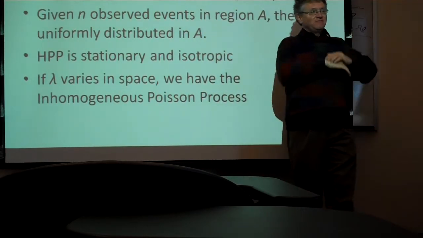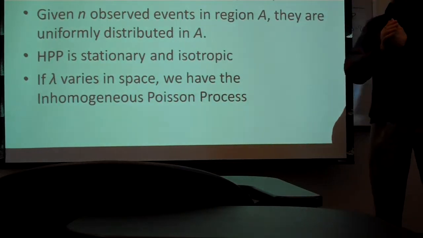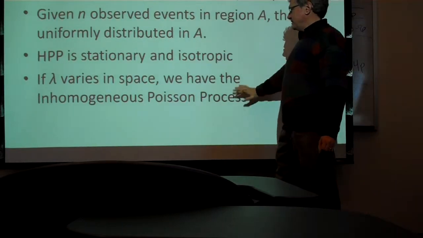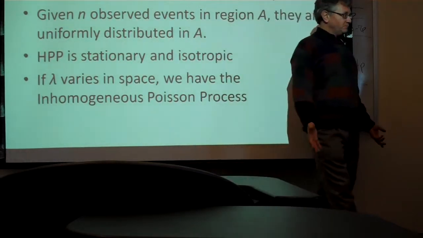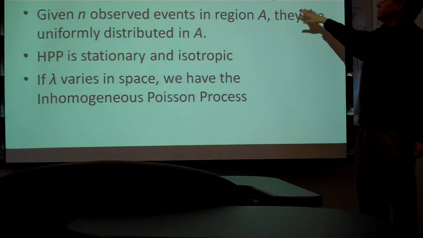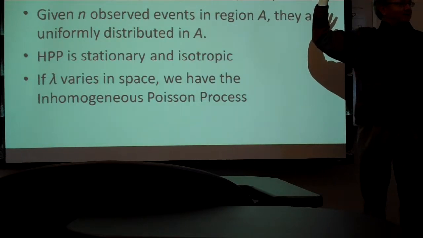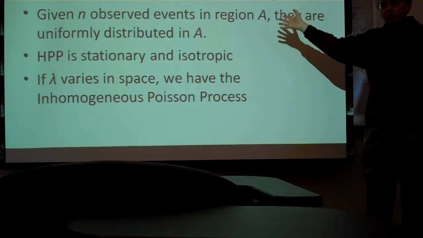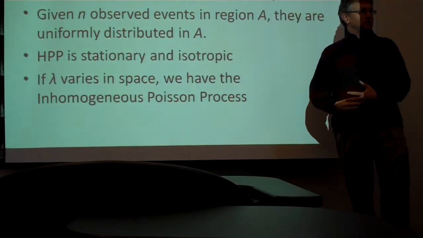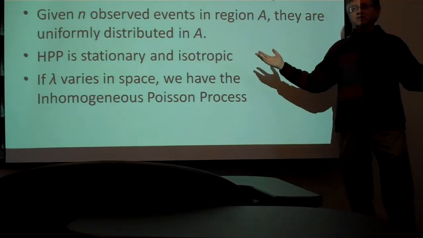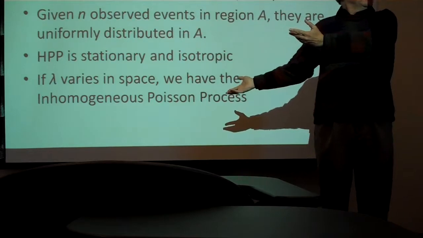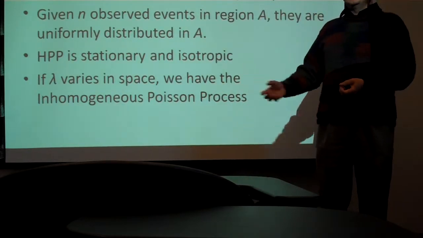The easiest way to violate complete spatial randomness is to say that lambda varies in space. You can do that and have the inhomogeneous Poisson process, where the total number of events is still the average value of lambda times A, but there are going to be more points in the areas where lambda is large and fewer points where lambda is small. And there are algorithms for simulating these inhomogeneous point processes.